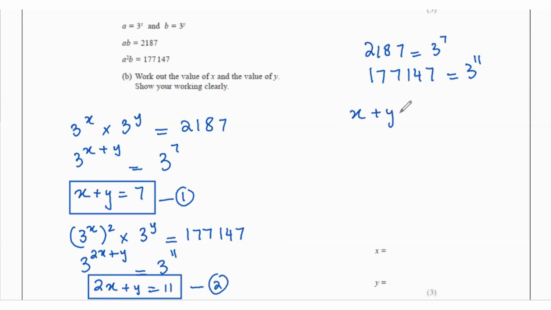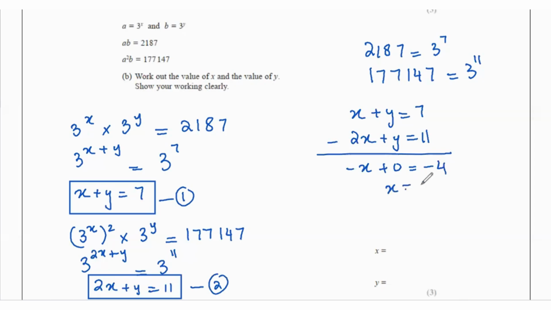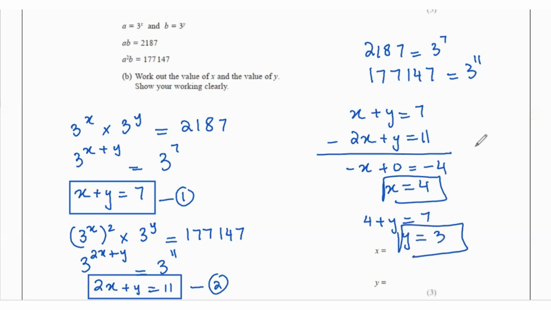So x plus y equals 7, and 2x plus y equals 11. If we subtract the two equations, x minus 2x is negative x, y minus y is 0, and 7 minus 11 is negative 4. So x equals positive 4. And for y, 4 plus y equals 7, which means y equals 3. So when x equals 4, y equals 3, and that is your final answer.